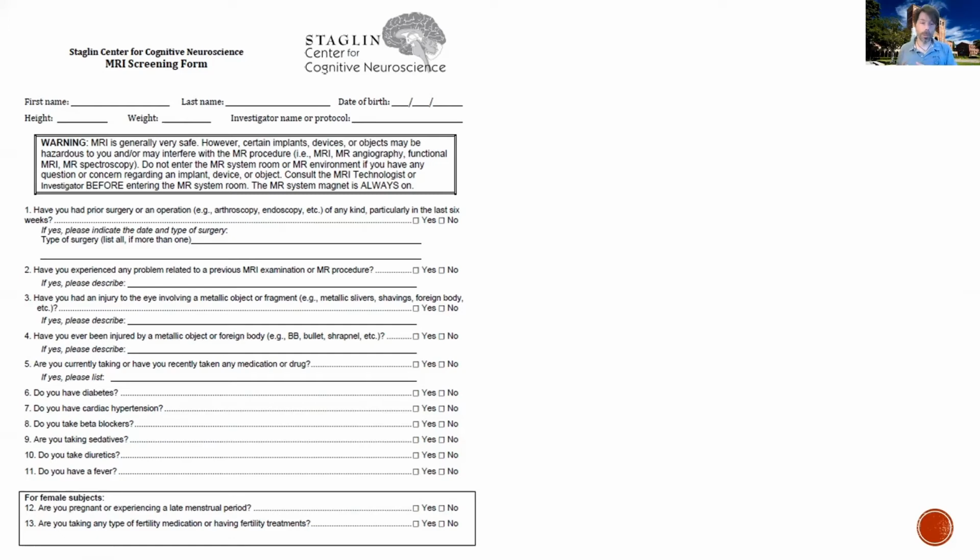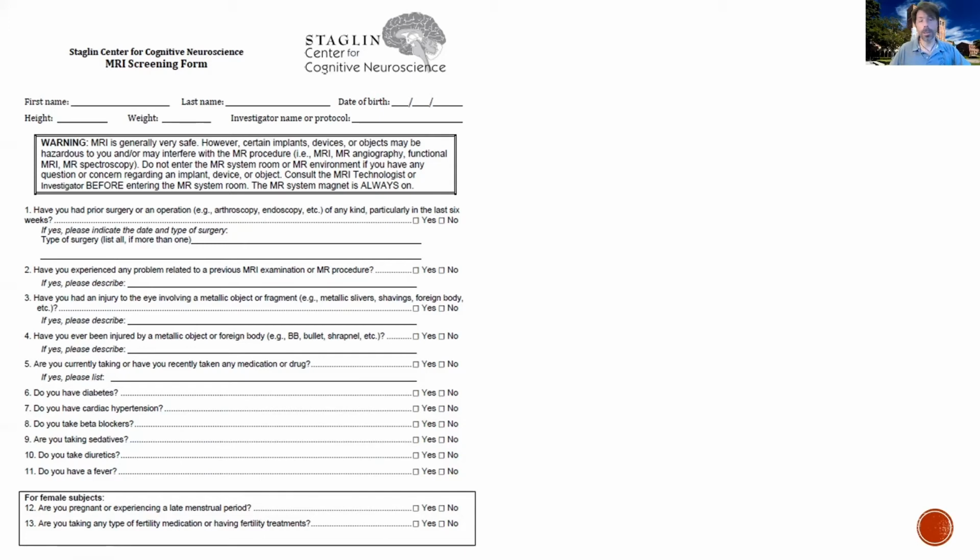So first, we're trying to understand whether there is any potential for this participant having an implant that could create damage or be damaged inside the MRI machine. Then the second type of thing that we ask is whether there is any chance that some drug you're on might alter not only your cerebral blood flow, but also things such as perspiration.